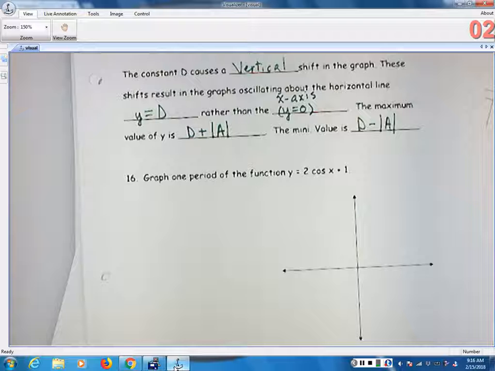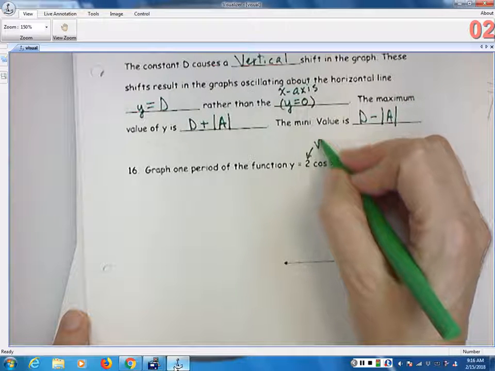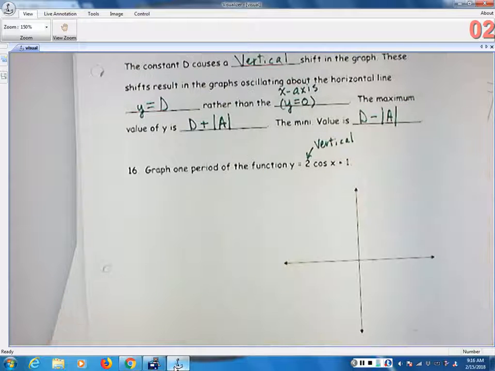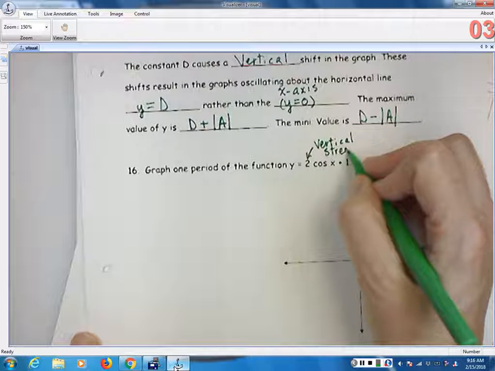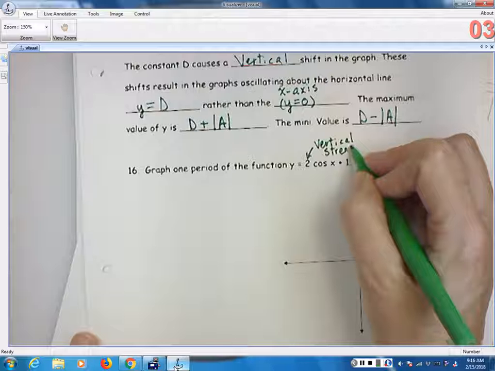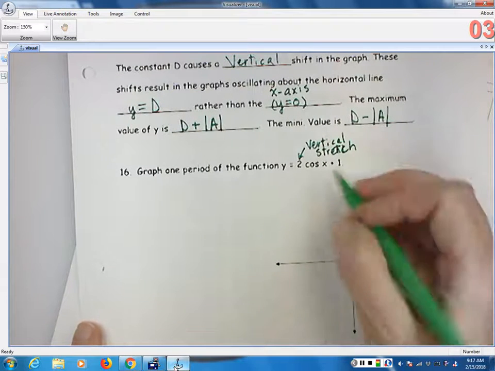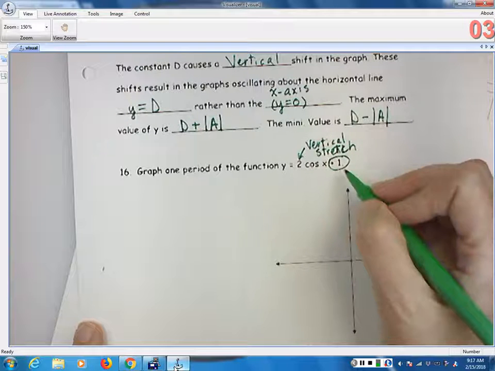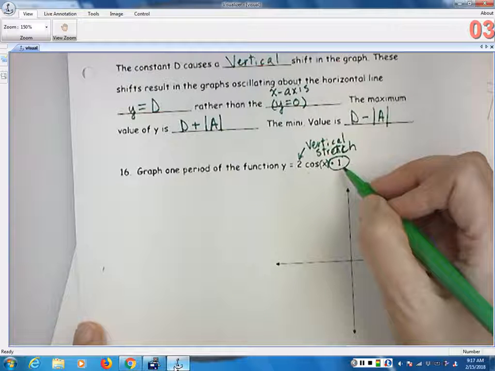All right. So this is a vertical stretch, I don't know if that was the right word. And we're adding one on the outside. Notice there's no parentheses around it, we've got just cosine of x. And we're adding on the outside, so that's a shift up 1.